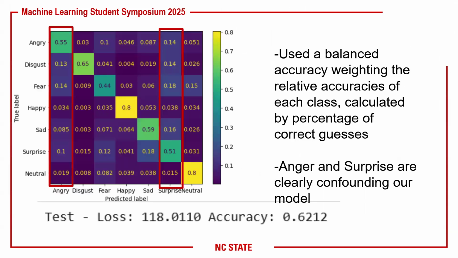Regarding our actual results, we ended up with a balanced accuracy of about 62% on the test set. The biggest hurdles for this were the anger and surprise classes. You can see that things are regularly being mislabeled as anger or as surprise, and in particular, surprise itself is regularly labeled as another emotion entirely. And that's causing our accuracy to go down pretty hard.